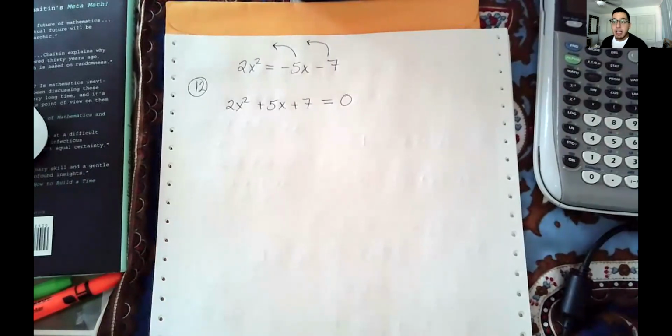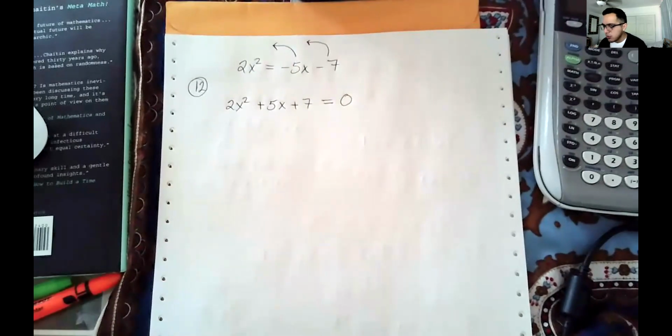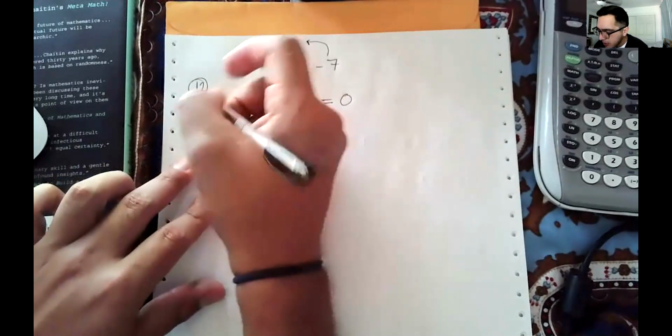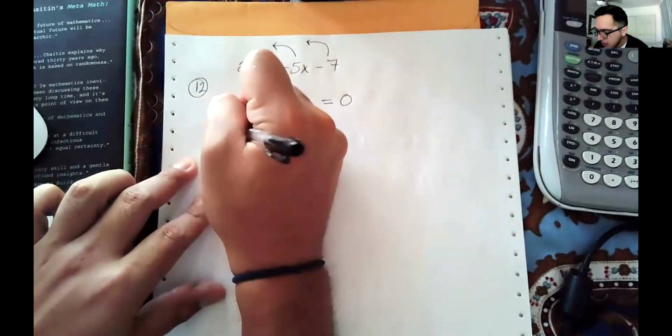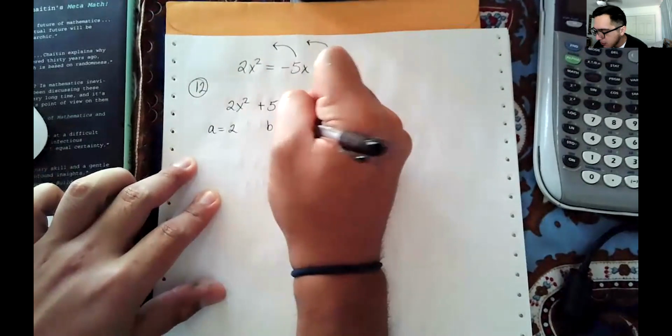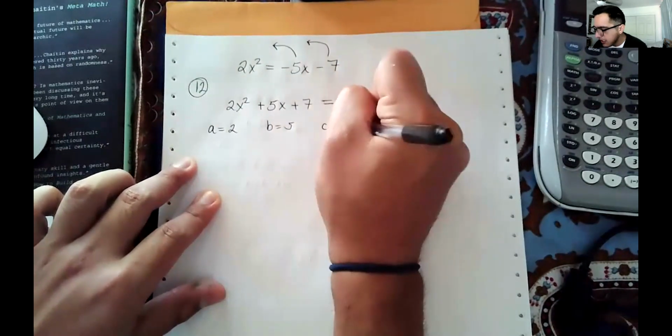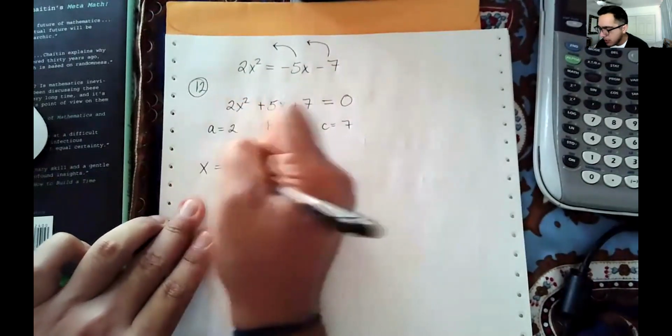Now here, remember, we're using the quadratic formula to solve this equation. So you might feel tempted to factor if you're sort of on autopilot. But just remember to read the instructions. We're trying to use the quadratic formula. So I'll go ahead and label this as A is equal to 2, B is equal to 5, C is equal to 7. And then I'll just drop everything into my formula.